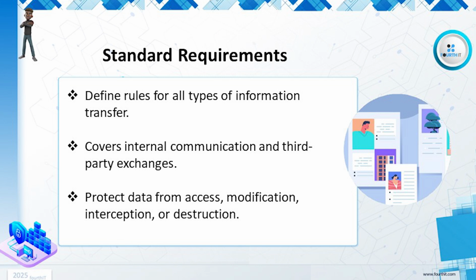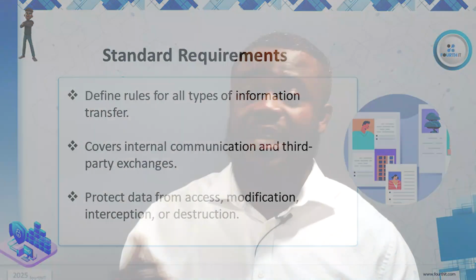To get this right, you need a clear information classification scheme, which we covered in our previous class. Once you have classified your data, you need to define the transfer rules based on those classification levels. And so when we are talking about classification, we are saying, how do you sort your data by their sensitivity? Now, there are key steps for securing information transfer.